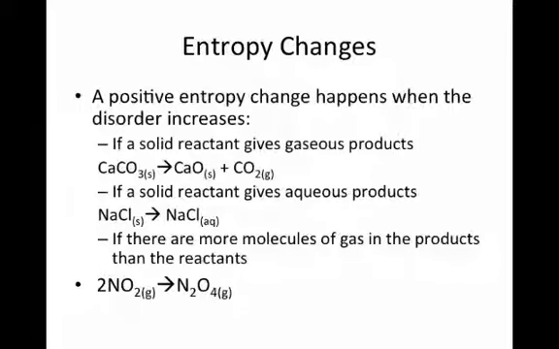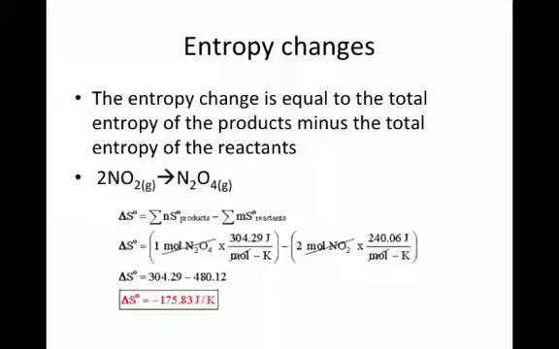So how do you calculate an entropy change? Well, the entropy change is quite easy to measure. We can know the absolute value of entropy, not like enthalpy. It's quite simply the sum of the products times the stoichiometric constant, so that's what the n stands for, minus the sum of the reactants' entropies times the number of moles of them.